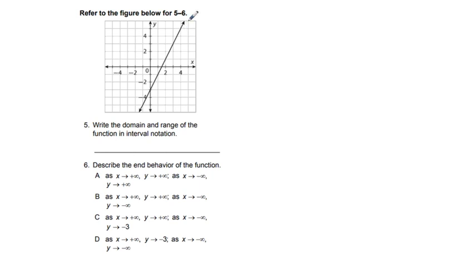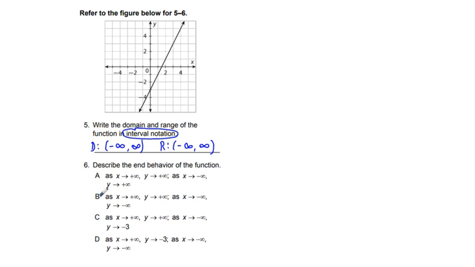Refer to the figure below for 5 and 6. Write the domain and range of the function in interval notation. Here we have a linear function, and the domain of a linear function is going to be all real numbers, which is greater than negative infinity, less than infinity. And your range is going to be the same, all real numbers. These are the basic things I'm looking for. Interval notation is key. If you put some other notation besides interval notation, you probably got a little something taken off.